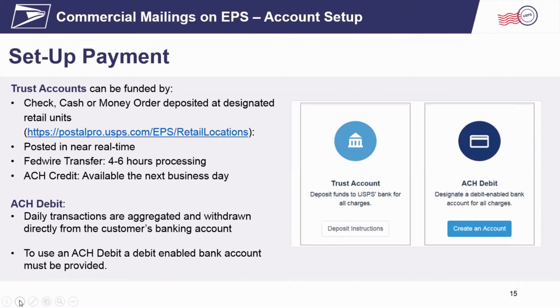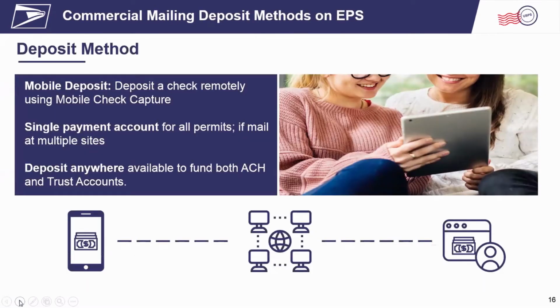You can also set it up as ACH debit. So the daily transactions are aggregated and then withdrawn at 6 p.m. daily. To use an ACH debit, a bank account must be provided. You can also have a trust account set up as a backup to the ACH debit, or vice versa. You can have ACH debit set up as a backup for your trust.